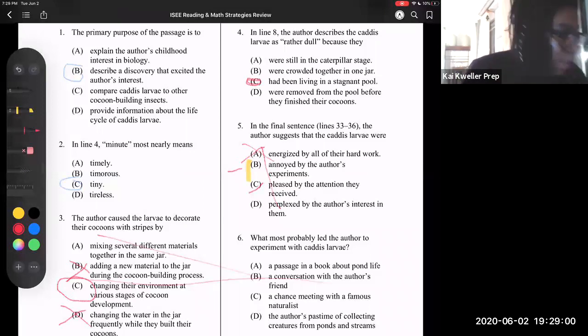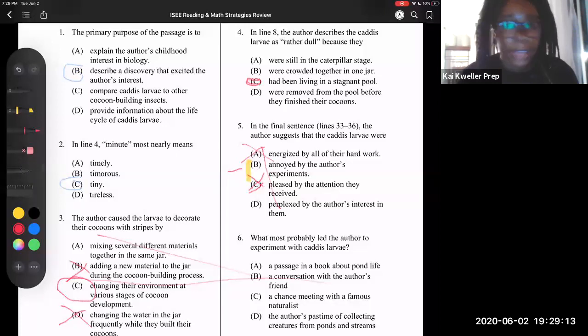Were they pleased by the attention they were receiving? Well, no, if they were eager to leave. And were they perplexed by the author's interest in them? Well, they're not human, so bugs can't feel perplexed. So that can't be the answer either. So the answer must be B, by process of elimination.